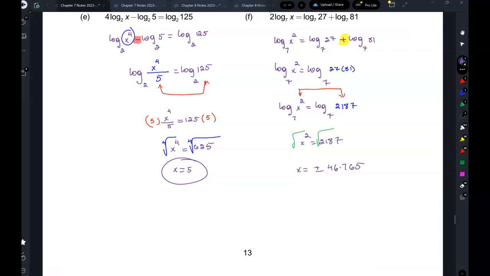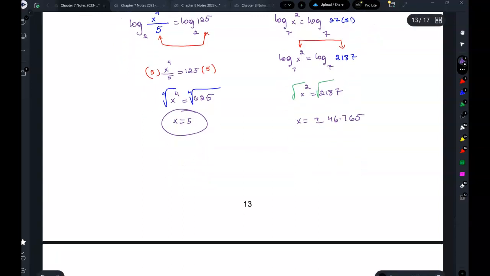Okay, let's handle one thing at a time. Whenever you take a square root of both sides, it's got to be plus or minus, right? But if it's plus or minus, can both of them work in the original? Can you have log of a negative number? No. So is it just... Yeah. So it's just x is positive 46.77.